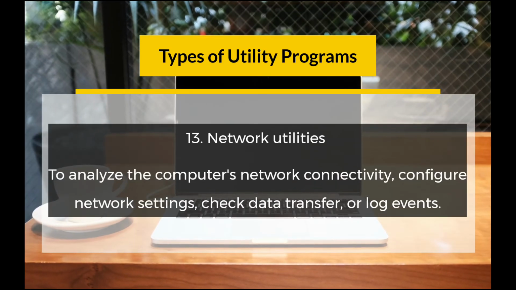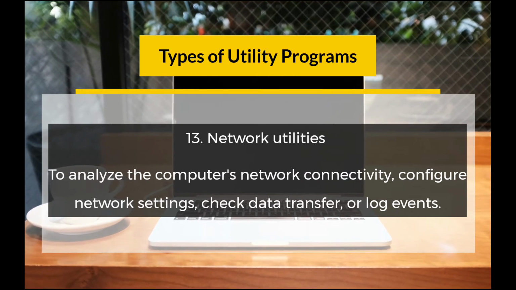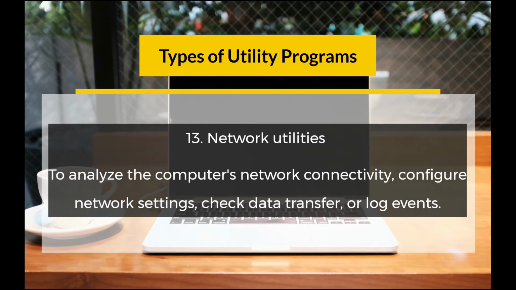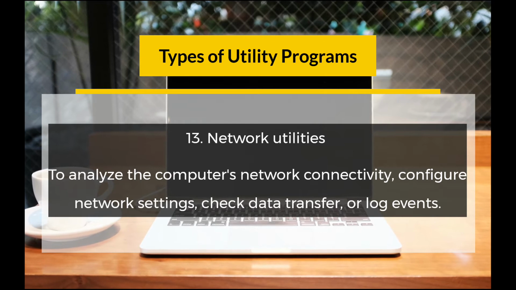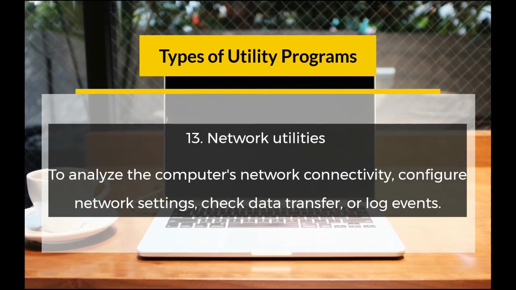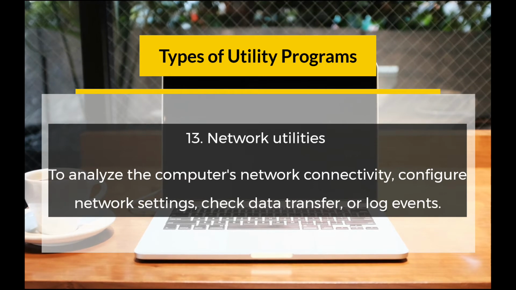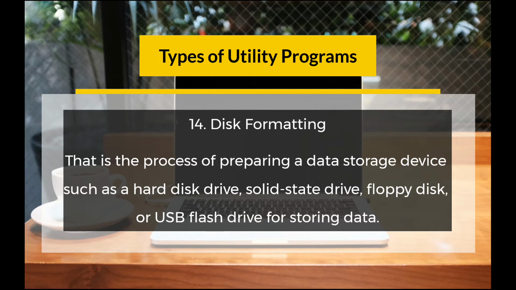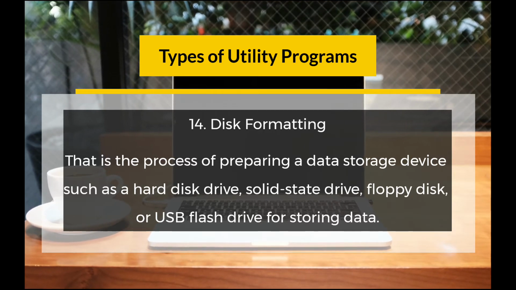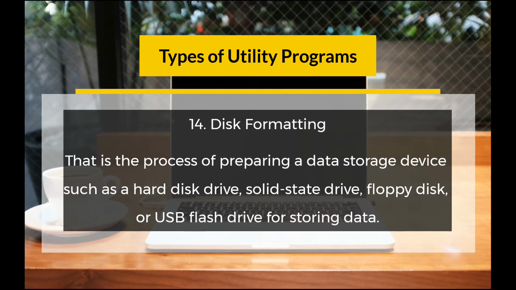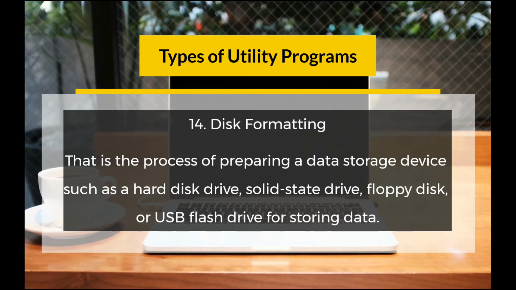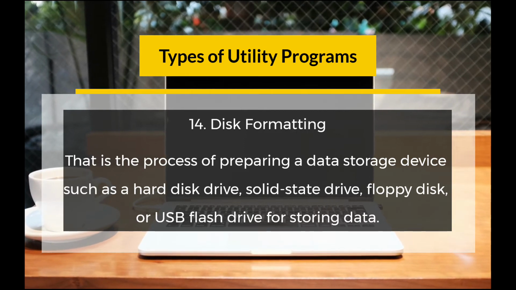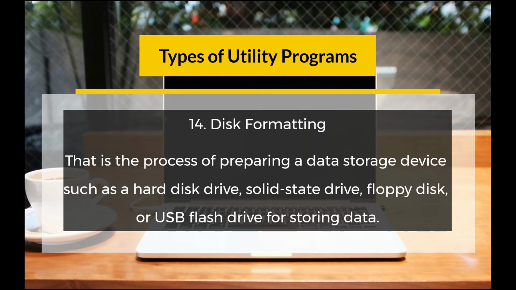Number 13. Network utilities. Network utilities are used to analyze the computer's network connectivity, configure network settings, and check data transfer or lock events. The last type of utility program is disk formatting. That is the process of preparing a data storage device such as a hard disk drive, solid-state drive, floppy disk, or USB flash drive for storing data.